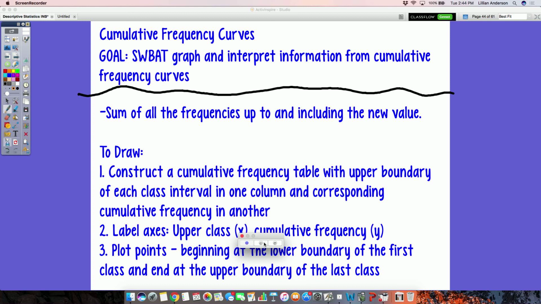On page 52 is Cumulative Frequency Curves, the title. And like I said, this is the second half of today's lesson. We are going to now switch gears away from measures of central tendency, and we're going to be talking about the graphs and interpreting information of cumulative frequency curves. Okay?